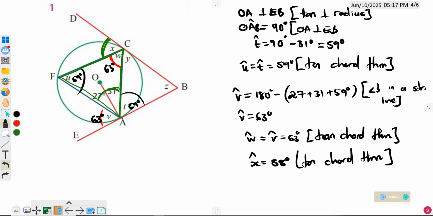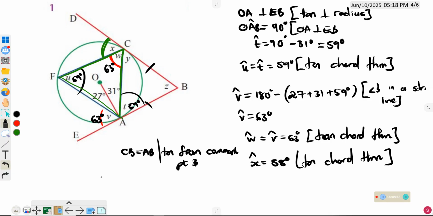Right, and lastly we find Y. There are two ways to find Y. You can either use that 58 degrees on X and the one on W, or you could have just used the fact that CB is equal to AB. And what's that? These are tangents from a common point B, which means they are equal to each other. This is equal to that.